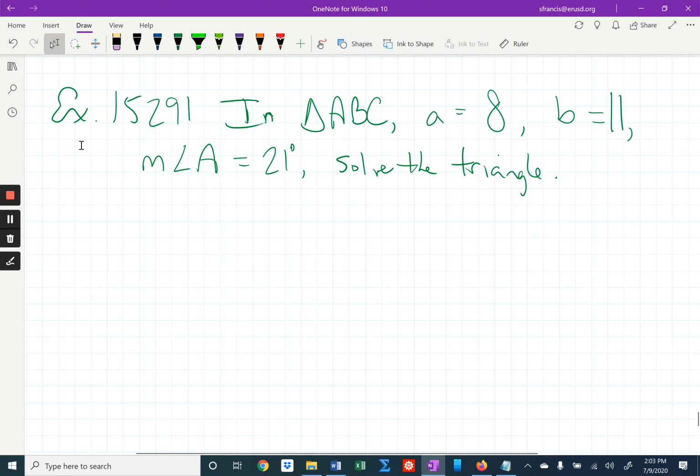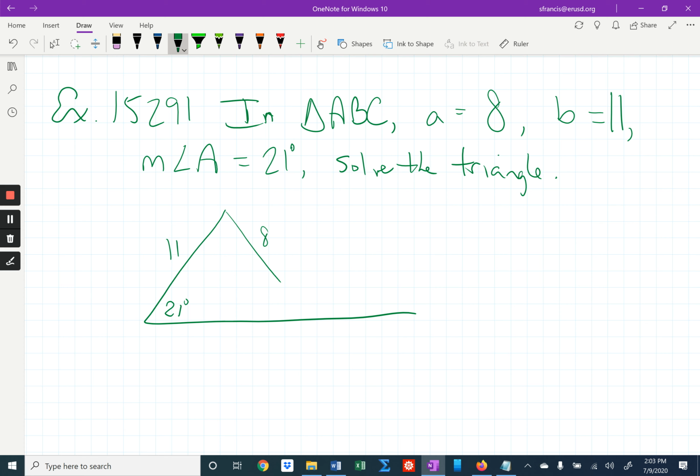All right, now here's another example. In triangle ABC, A is 8, B is 11, angle A is 21 degrees. Solve the triangle. So again, try to set it up in a consistent way that you can be successful and solve this over and over again. So here's the 8, here's the 11. This is angle A, that's side A, of course. Side B, so that means that this is C up here because angle B has to be opposite side B.